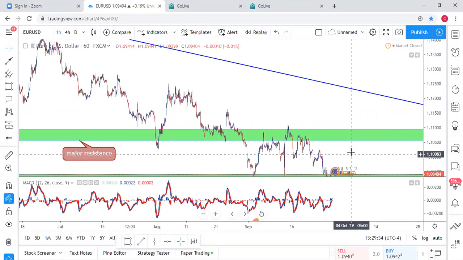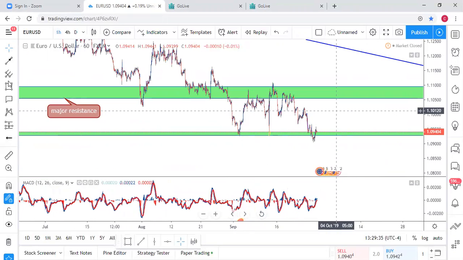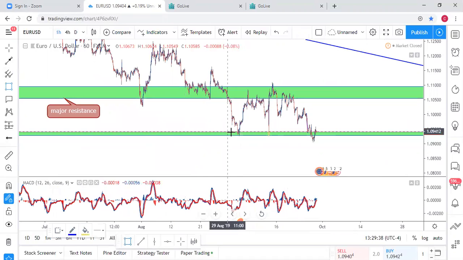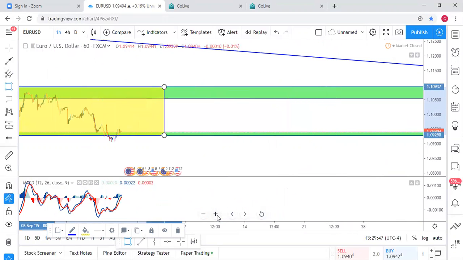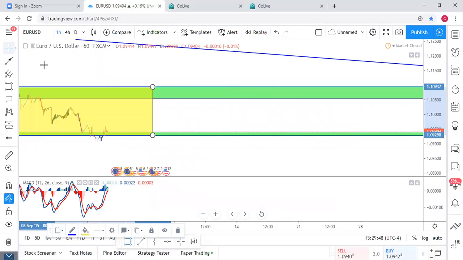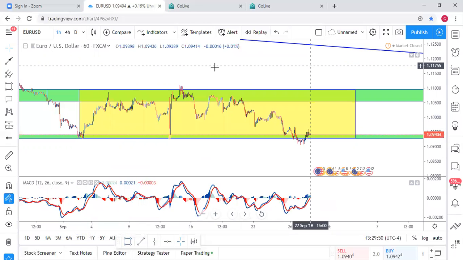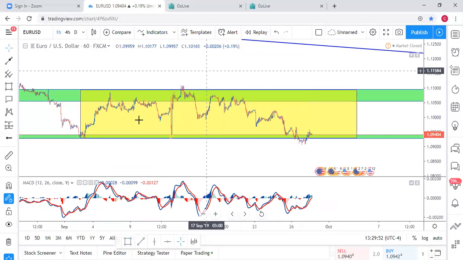So we're going to be looking at this general area here right now. This area here is the area that we will be looking at. Okay, so let's get cracking.